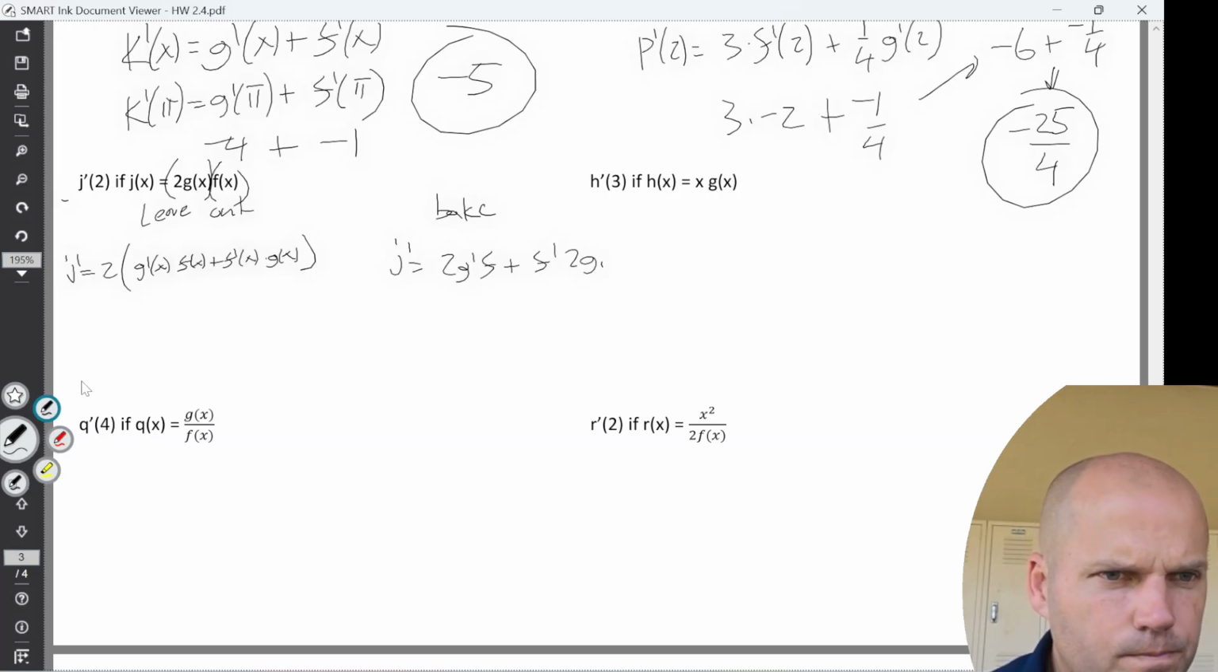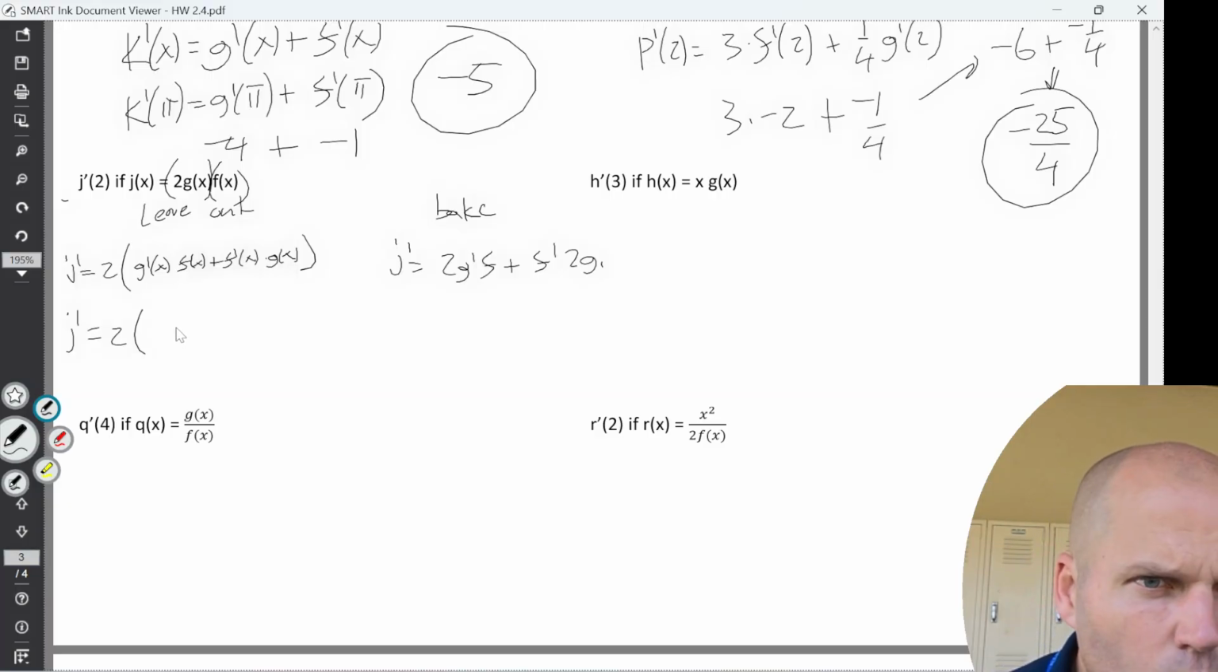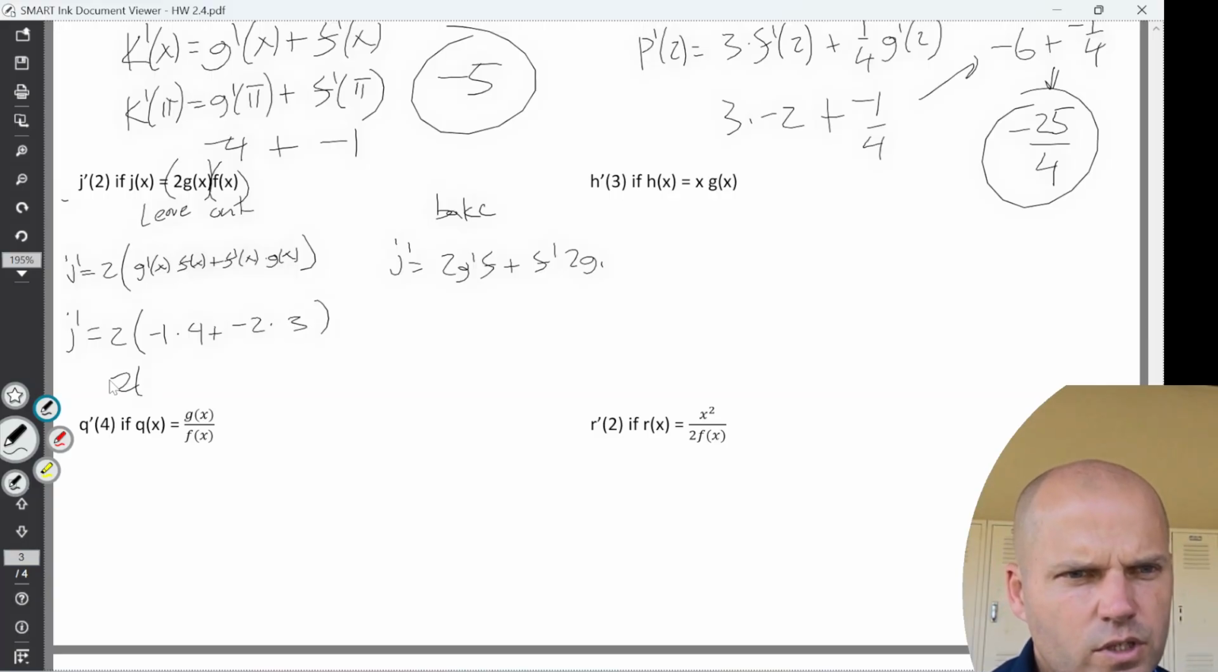All right, so whichever way we do it, just do it correctly. What are we talking about? 2? I have the table over here. G prime of 2 is -1. I hate going back and forth. F of 2 is 4. F prime of 2 is -2. G of 2 is 3. So 2 times -4 plus -6 is -20.